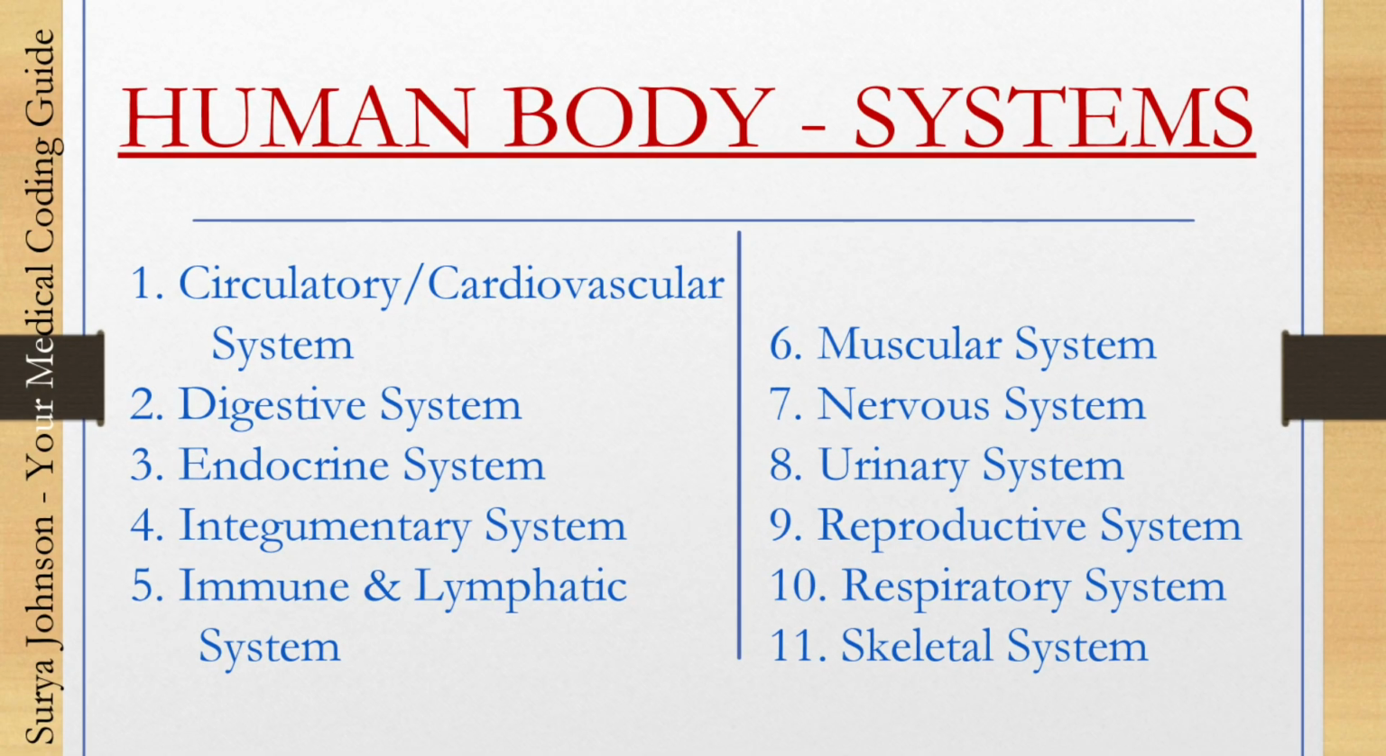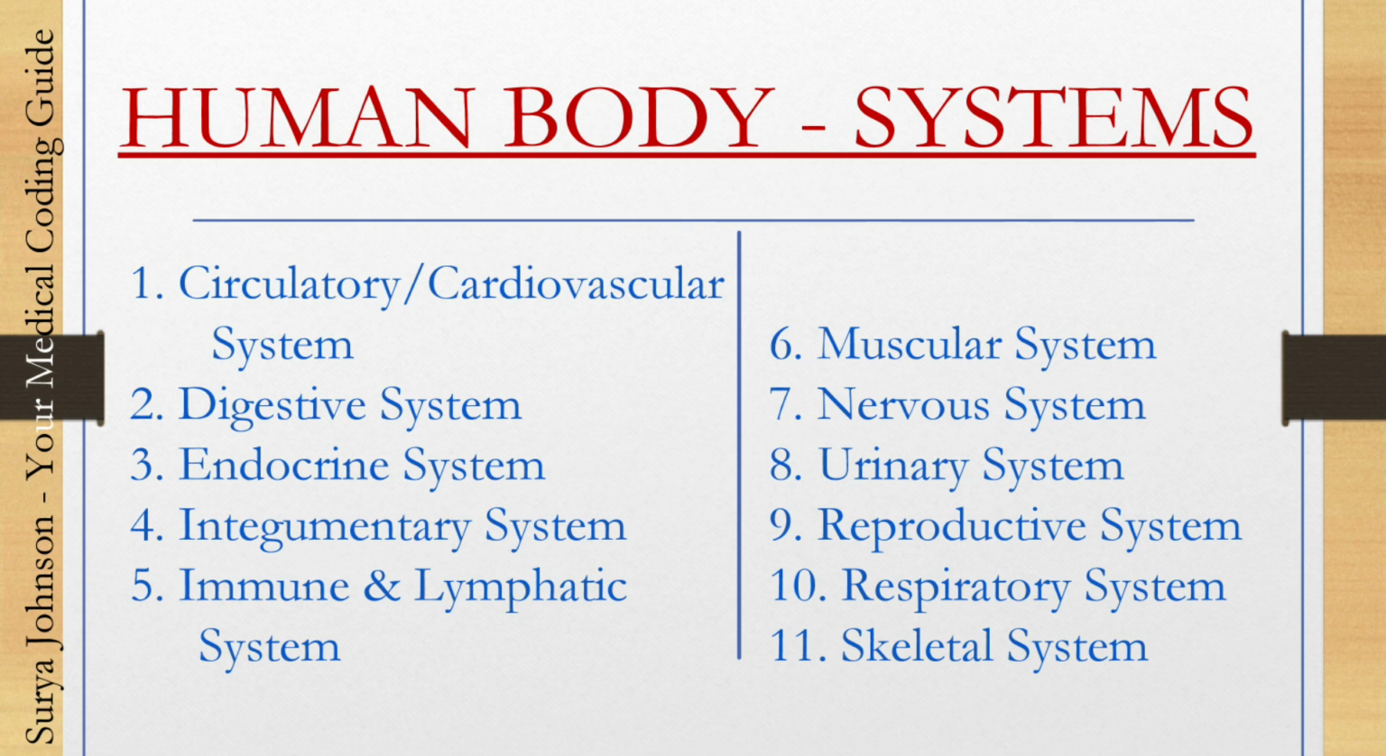There are a total of 11 body systems. Number 1, circulatory or cardiovascular system. Number 2, digestive system. Number 3, endocrine system. Number 4, integumentary system. Number 5, immune and lymphatic system. Number 6, muscular system. Number 7, nervous system. Number 8, urinary system. Number 9, reproductive system, both male and female reproductive system. Number 10, respiratory system, and number 11, skeletal system.